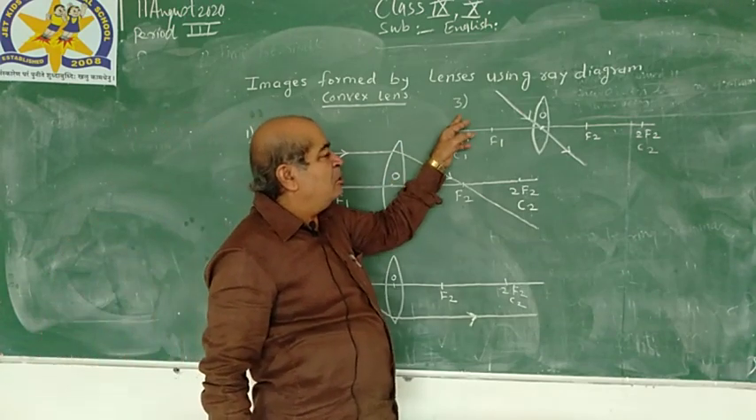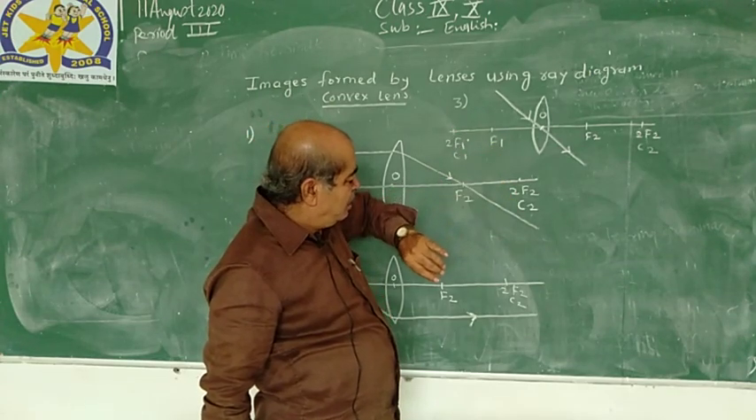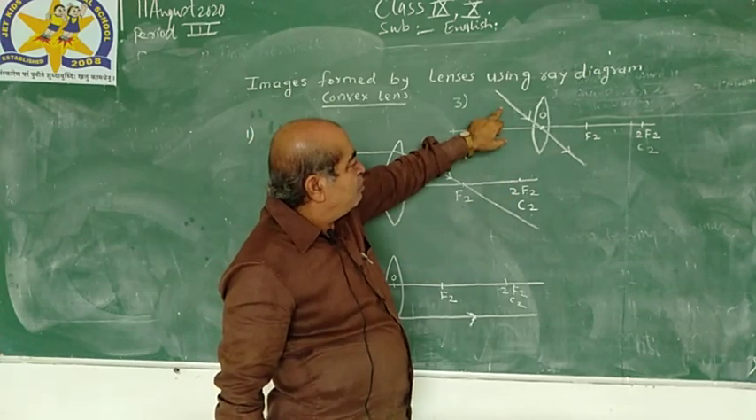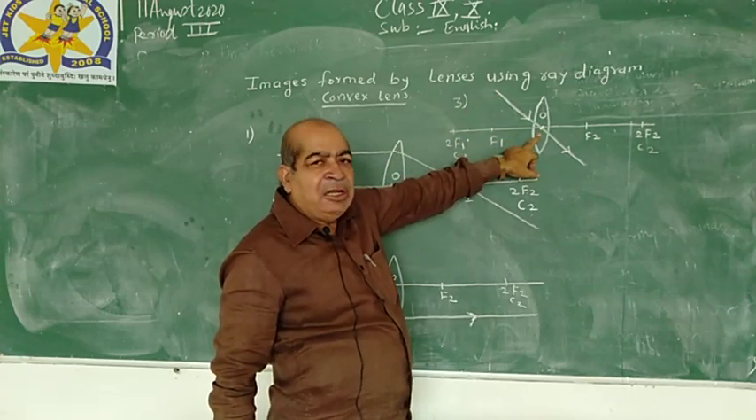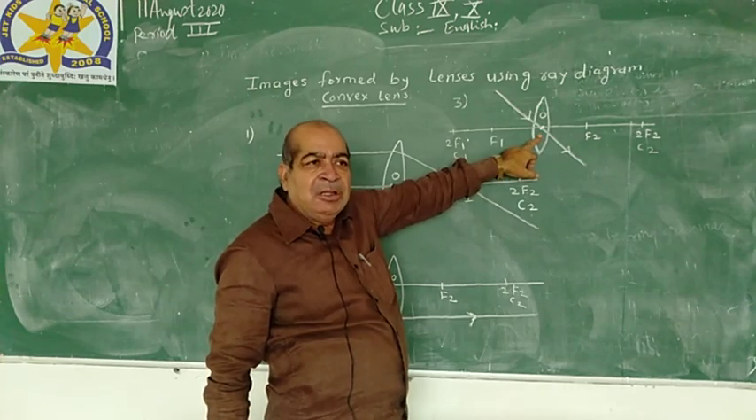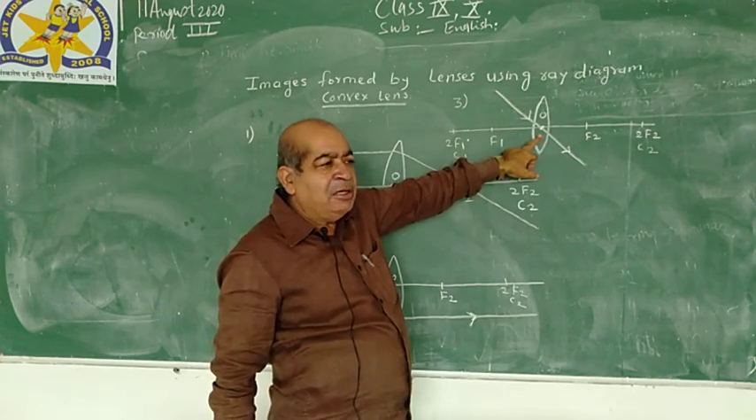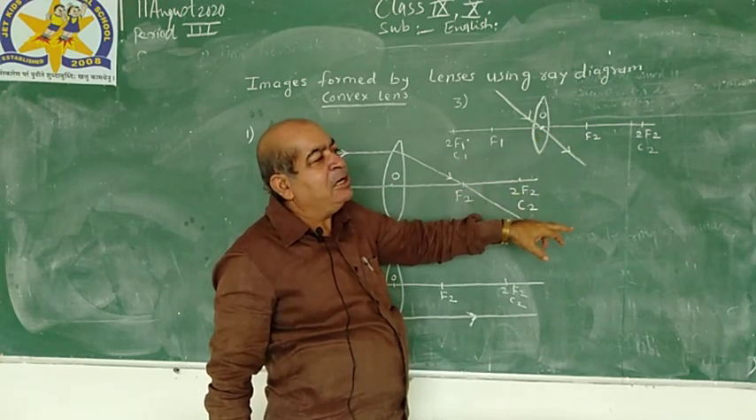Then the third rule is, when a ray of light passes through the optic center, then it emerges without any deviation, means the ray of light emerges along the same straight line.